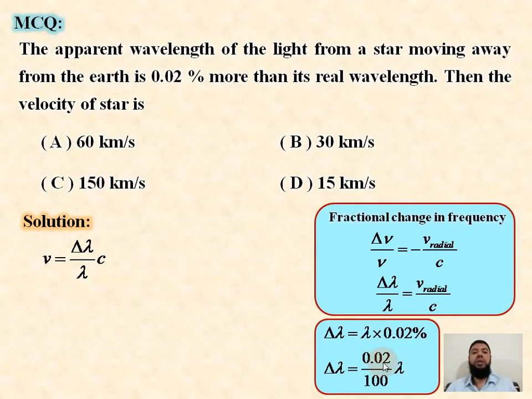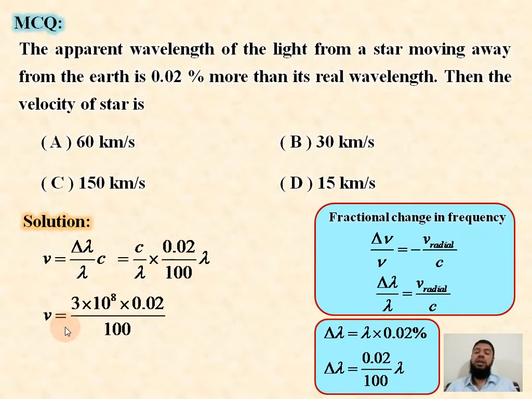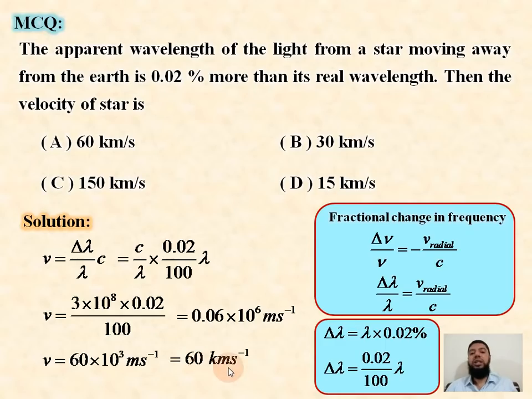Hence, delta lambda is equal to 0.02 by 100 into lambda. Let us substitute the values. Then lambda vanishes. And the velocity of the star is the velocity of light, 3 into 10 power 8, into 0.02 divided by 100. On simplification, 0.06 into 10 power 6 meter per second. Since we need the answer in kilometers, let us shift the decimal point: 60 into 10 power 3 meter per second, or 60 kilometer per second. Hence the correct option is option A, 60 kilometer per second.